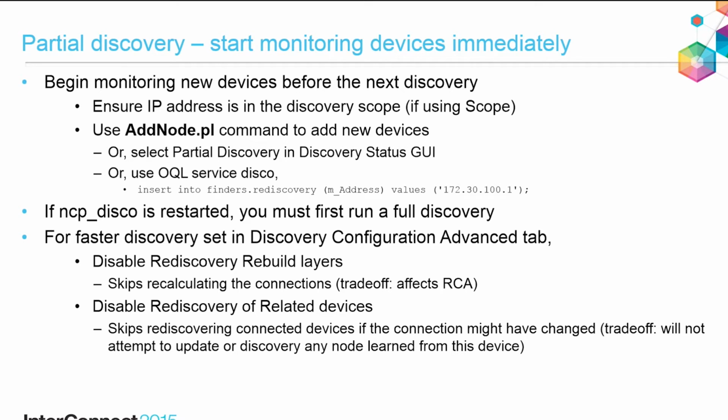You can also kick off a partial discovery within the GUI itself. This is sometimes handy if you happen to be there at the time. And the third way is to do it from a CLI perspective, so you could script something around this, and that insert command to the OQL is one way of doing that.